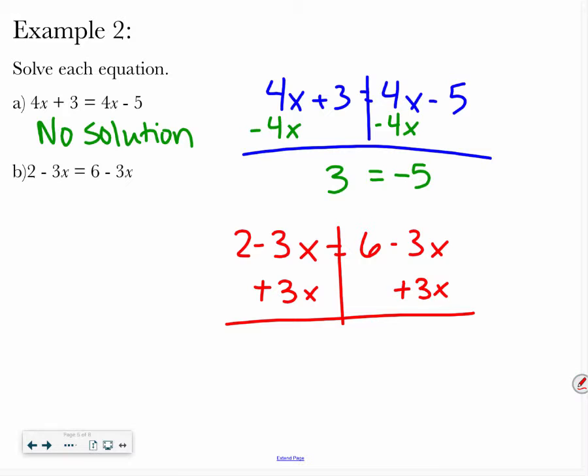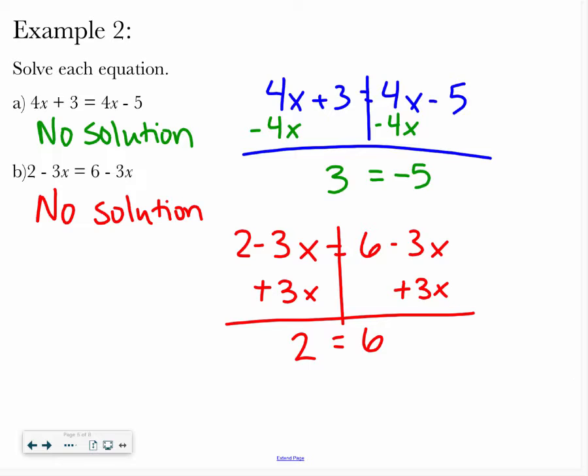So now on the left-hand side I have 2 minus 3x plus 3x. That leaves me with 2. And on the right-hand side I have 6 minus 3x plus 3x equals 6. So I have 2 equals 6. Again, that's not true. So that means this is also a no solution.